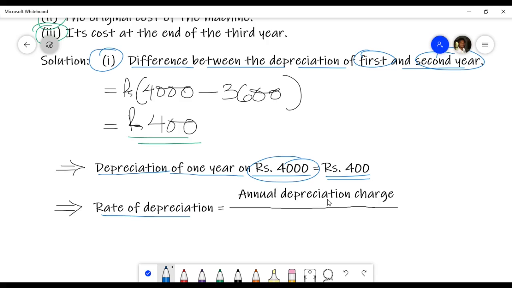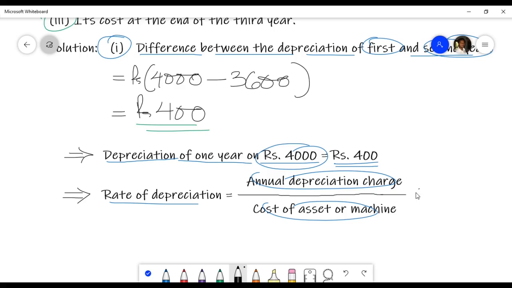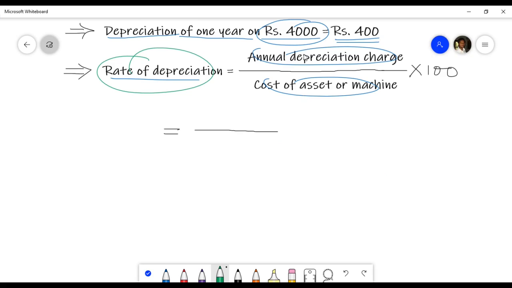The formula to find the rate of depreciation is annual depreciation charge, that means yearly depreciation charge, divided by cost of asset or cost of machine, into 100. So this is the formula to find the rate of depreciation. I hope you understand this. Annual depreciation charge by cost of the asset or the machine into 100. Okay, so we'll just replace the values.